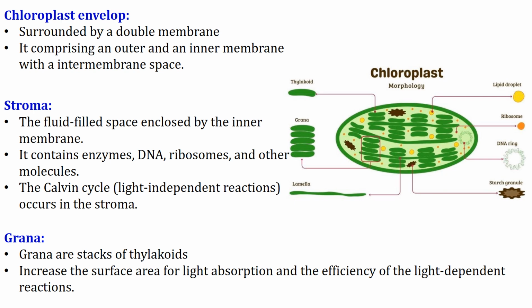The chloroplast envelope consists of a double membrane, an outer membrane and inner membrane, with an intermembrane space in between. The stroma is the enzyme-rich fluid inside the inner membrane. It contains DNA and ribosomes and is the site of the Calvin cycle. The grana are stacks of thylakoids. They increase surface area, improving light absorption and making light-dependent reactions more efficient.